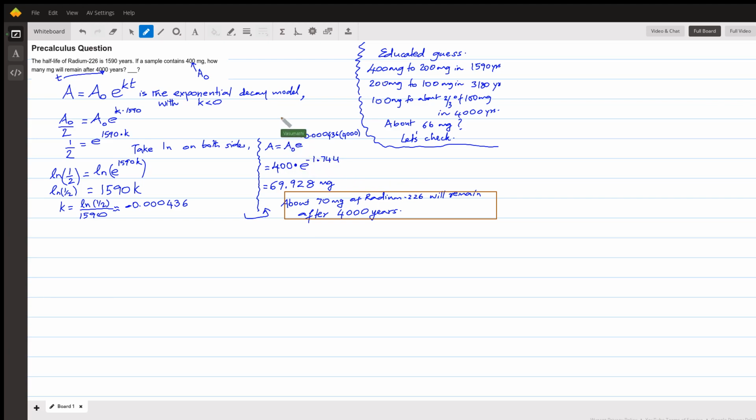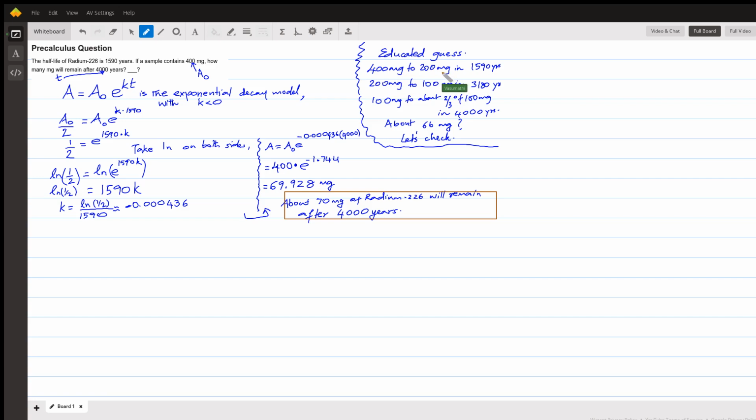So half-life means if you start with a certain amount of radium-226, that reduces to 50% of the starting quantity in 1590 years. So this means we start with 400 milligrams, then in 1590 years, the 400 milligrams will come down to 200 milligrams.